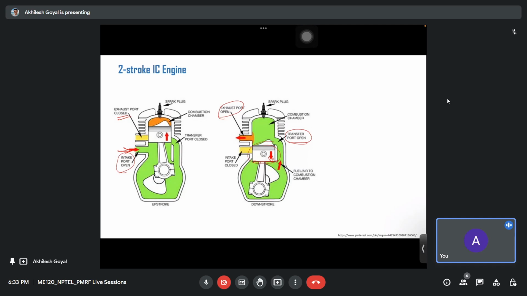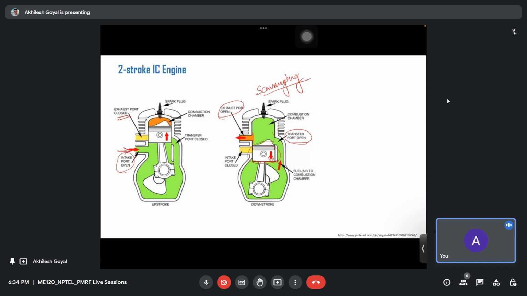So this phenomenon of air fuel mixture pushing the exhaust gases out from the exhaust port is known as scavenging. Okay, so scavenging happens in two-stroke engines. As the exhaust port and transfer port are open at the same time, this helps in pushing those exhaust gases out from the cylinder. Okay, so this is how a basic two-stroke engine works.